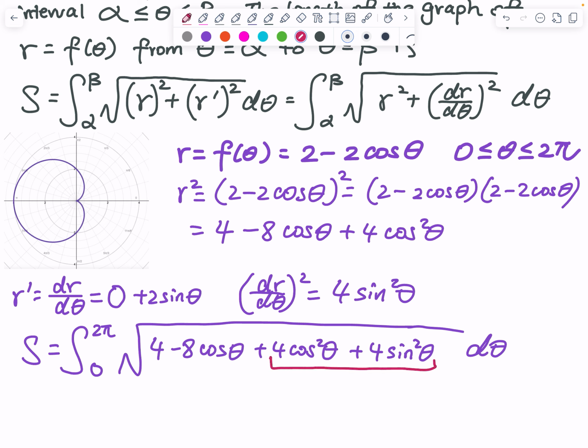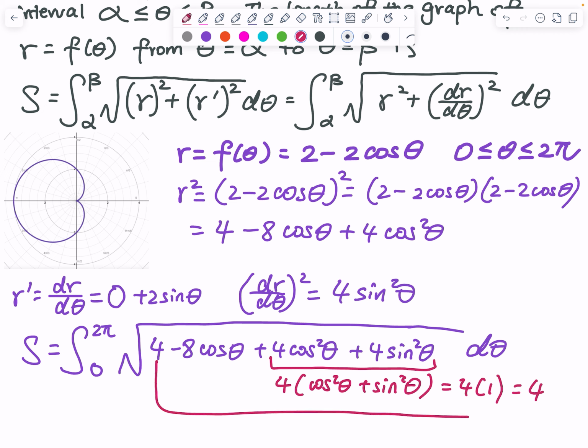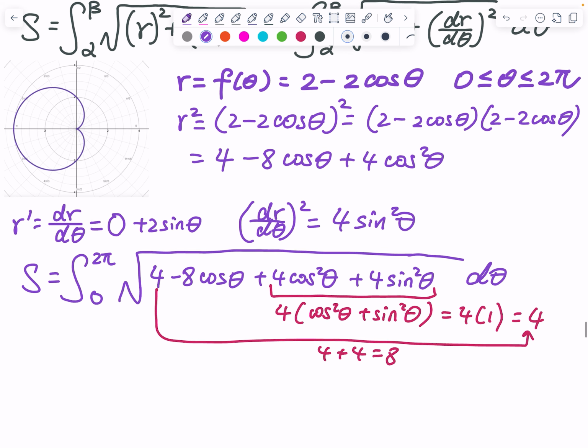So this one you can factor out a 4, and then you have cosine square plus sine square, that is 4 times 1 equals 4. And then these 4 and these 4, you can do 4 plus 4, that is equal to 8. So that should simplify a lot.